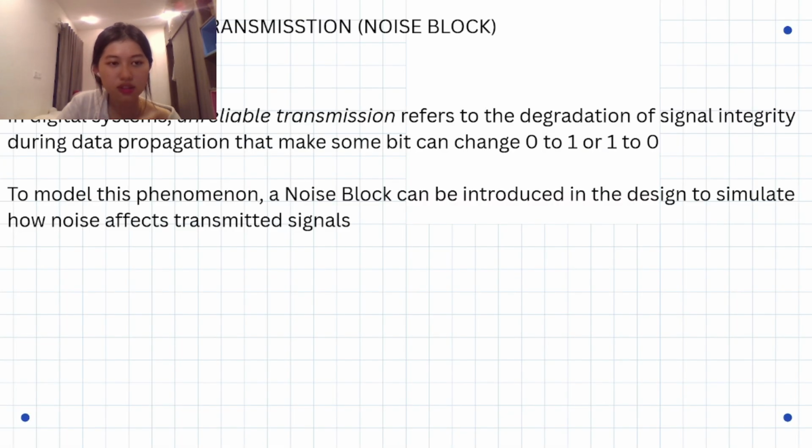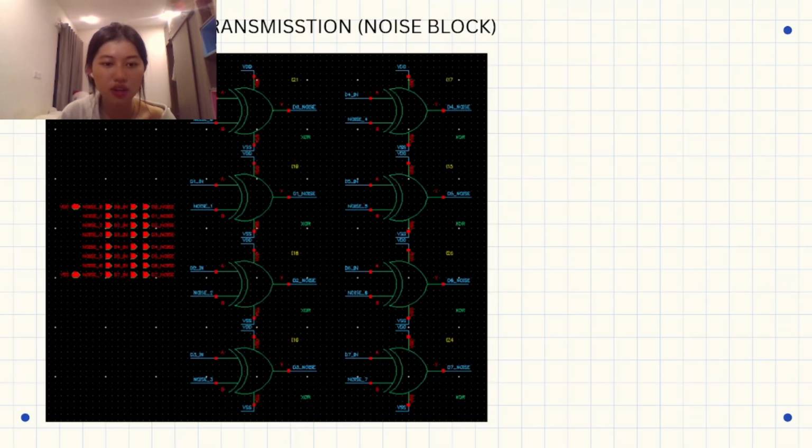And the next is the unreliable transmission in Cadence, where after the generator, we're going to send this bit to the unreliable transmission, where the bit has the ability to change from 0 to 1 or 1 to 0. So to model this performance, we use a noise block in here.